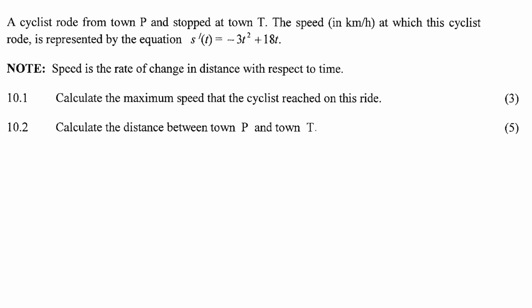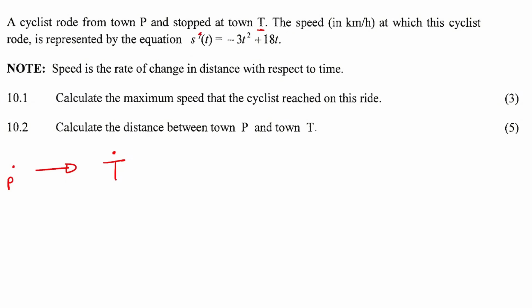A cyclist rode from a town P and stopped at town T. So a cyclist goes from town P to town T. The speed at which the cyclist rode is represented by the following equation. Now, first things first, I don't want you to look at that S and think that that means speed. It doesn't. They could have used totally different letters. That S is actually a notation to represent position, so it's something totally different. So it says that the speed is given by this equation.